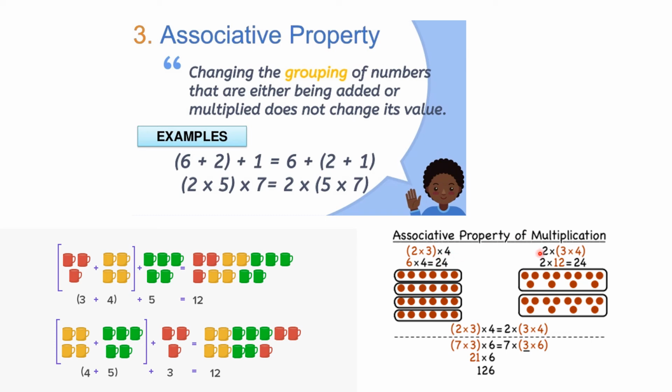Whereas on the right hand side now I am going to group 3 into 4 first. So answer will be 2 into 12 is equal to 24. So 3 into 4, that means 3 dots is repeated 4 times.